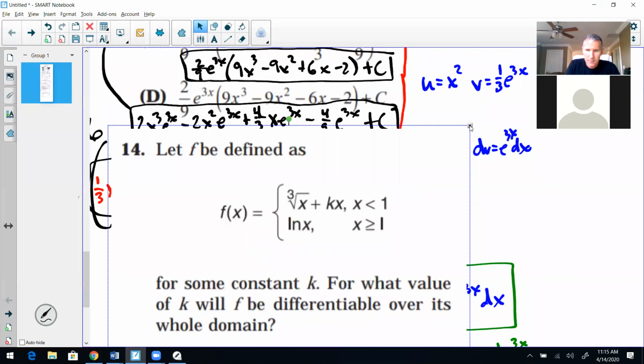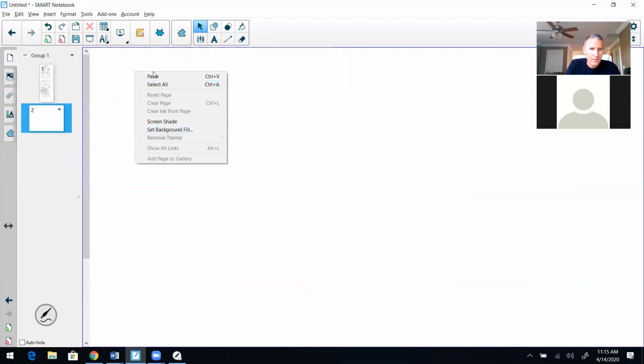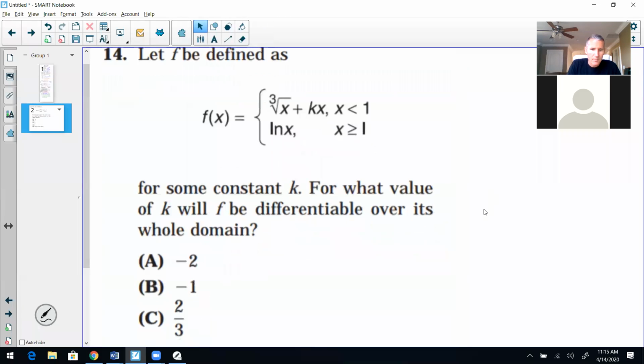Okay. Here, let's cut this and go to another page. Okay, here we go. It says, let f be defined as this piecewise defined function where f of x is equal to the cubed root of x plus k times x when x is less than 1, and f of x is equal to ln of x when x is greater than or equal to 1 for some constant k. For what value of k will f be differentiable over its whole domain?